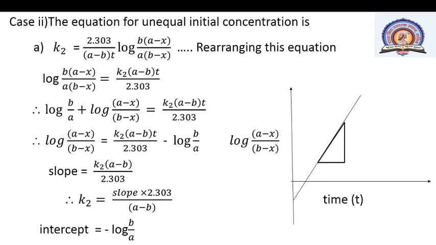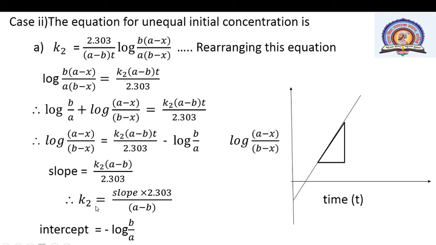Again plot the graph of concentration versus time t. That means log [(a minus x) divided by (b minus x)] on the y-axis and time on the x-axis. Then the nature of the graph is a straight line with negative intercept. Slope is equal to k2 into (a minus b) divided by 2.303.